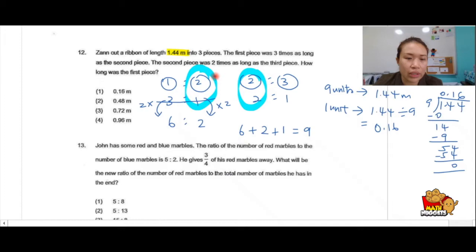The question asks us to find how long was the first piece. First piece is here, 6 units. So we go on to find 6 units, which is 0.16 times 6.